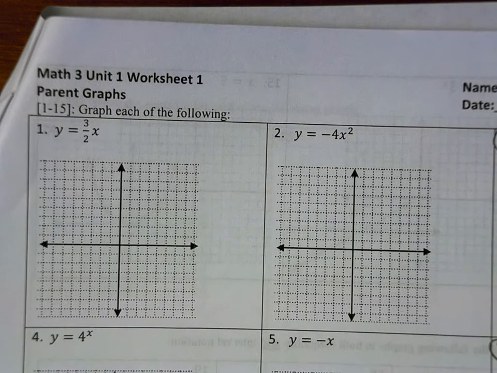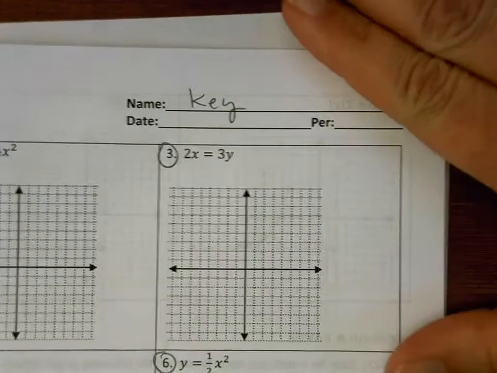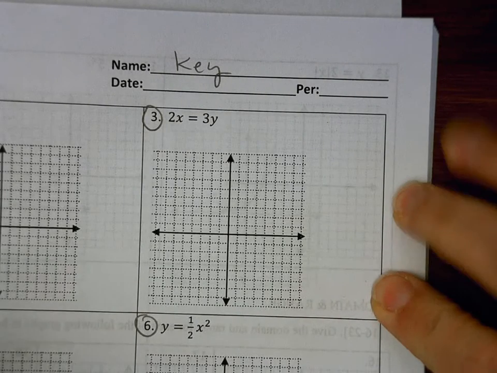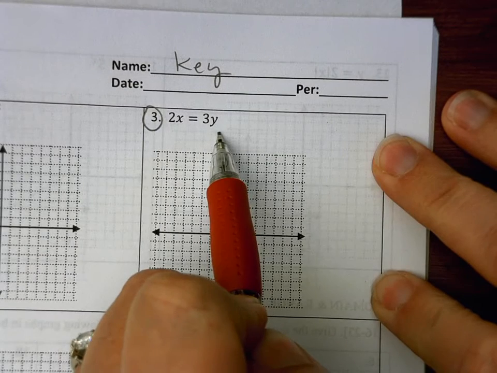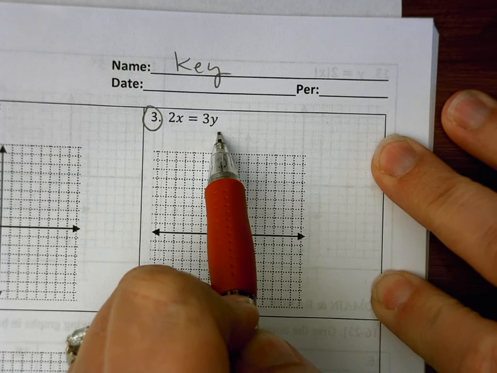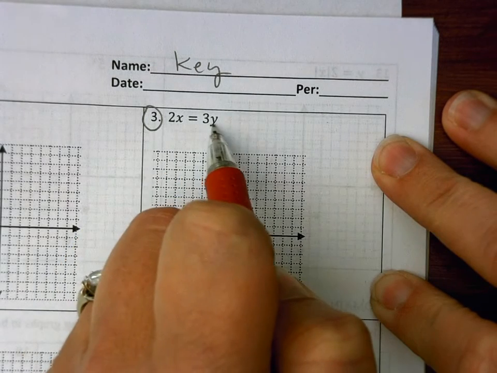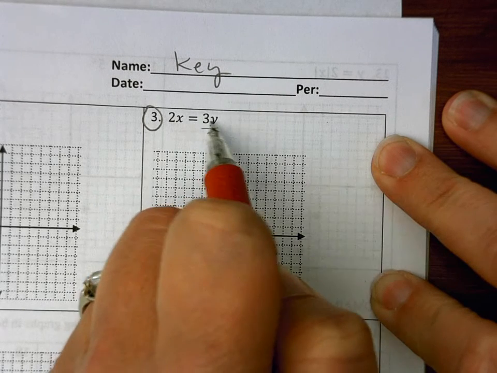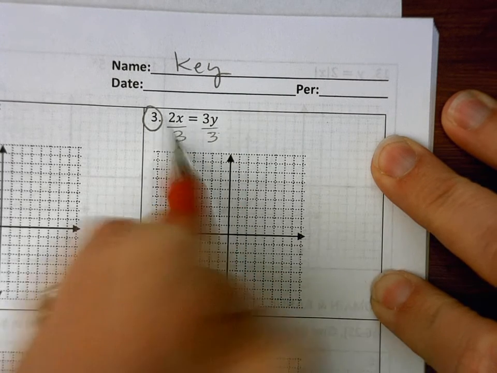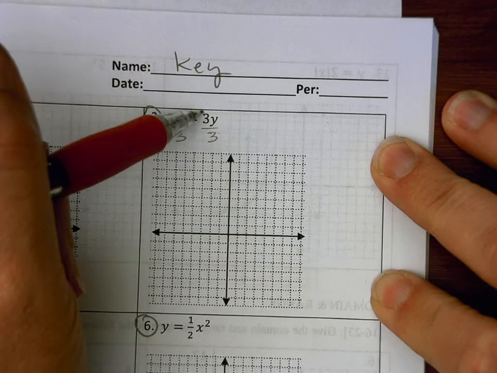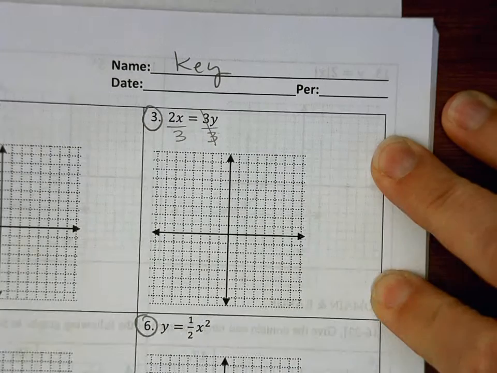These are a few solutions for Math 3 Unit 1, Worksheet 1, and I'm going to start with question number 3. So to graph number 3, which is our directions, we need to get y by itself. So to get y by itself, I need to move the 3 to the other side, and so I want to divide by 3 because it's currently multiplying, and the inverse of multiplying is dividing. So 3 divided by 3 is just 1, and I don't need to write the 1 for the y.